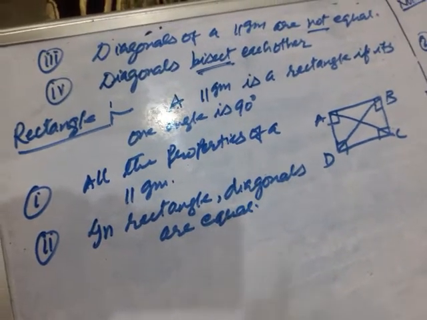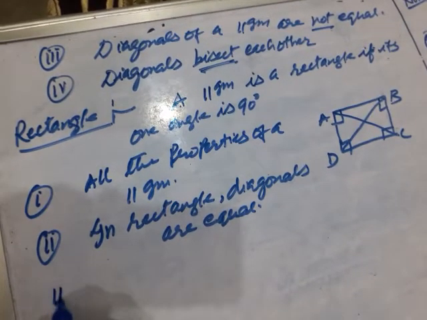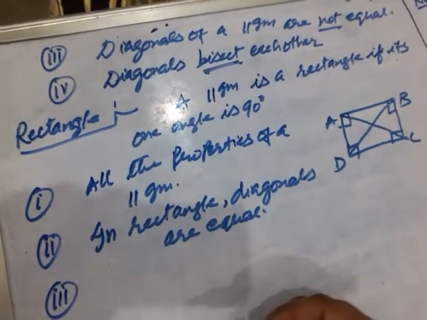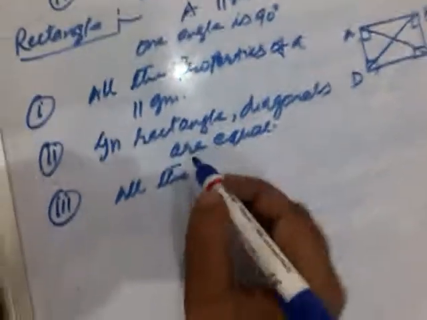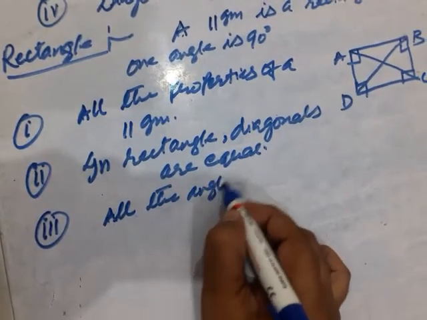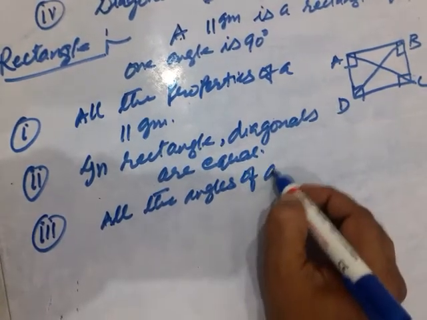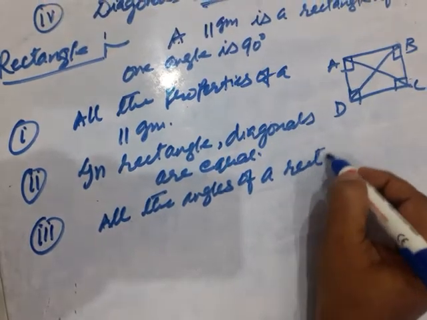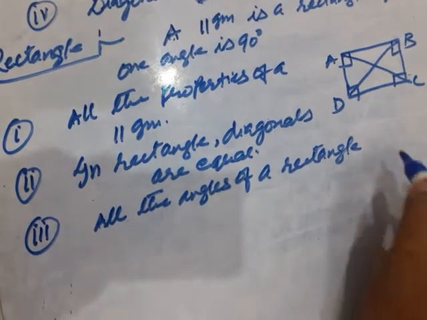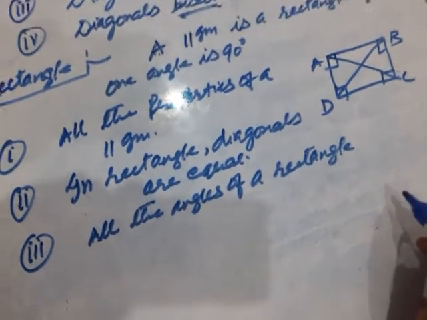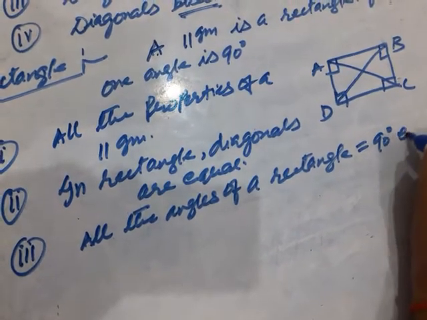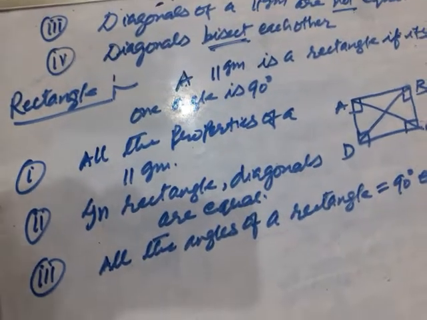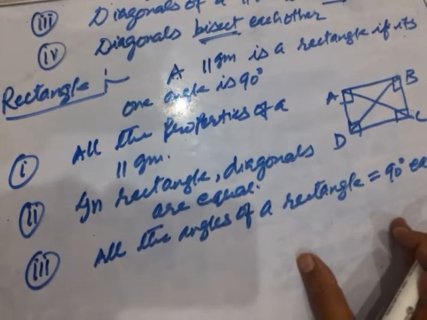Clear, children? And one more thing is there, that is the third thing: all the angles of a rectangle are equal to 90 degrees each. That is, all the angles of a rectangle are equal to 90 degrees each.